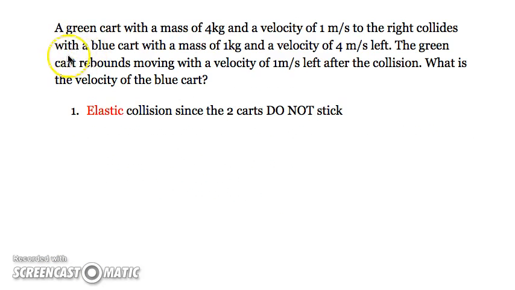We have a green cart with a mass of 4 kilograms and a velocity of 1 meter per second, so to the right, that collides with a blue cart with a mass of 1 kilogram and a velocity of 4 meters per second left. The green cart rebounds, moving with a velocity of 1 meter per second left after the collision. So we know that's the green cart, and because it rebounds or bounces, we know it's an elastic collision. Now let's see what the momentum before would be.